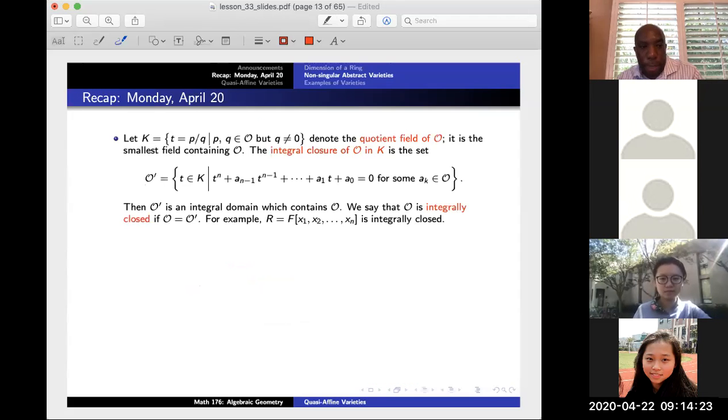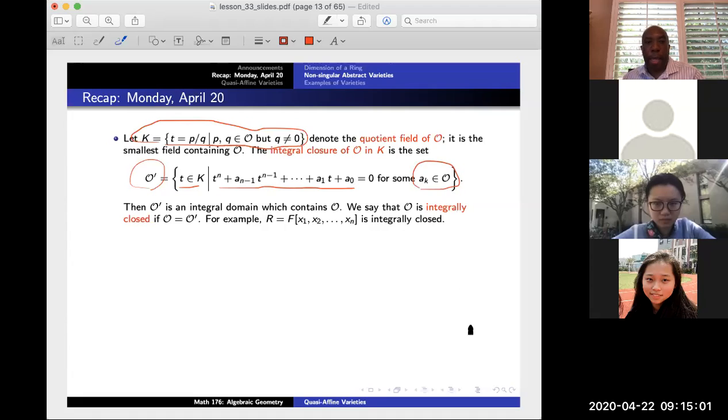Next, we talked about what it meant to be integrally closed. So we set it up as follows. Again, say that O is an integral domain, so it has no zero divisors. Then we can talk about the smallest field containing O. So this is what we call the quotient field of O. Again, it's the smallest field that contains it. The integral closure is this set here, O prime. So it says, take those elements in the quotient field and look at those that are the roots of some polynomial with the coefficients lying in our ring O.